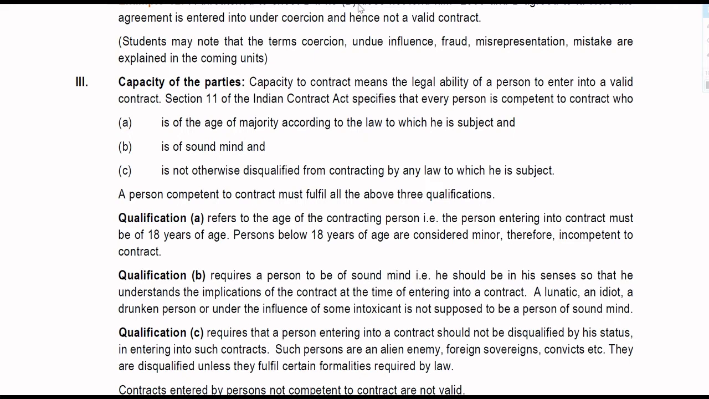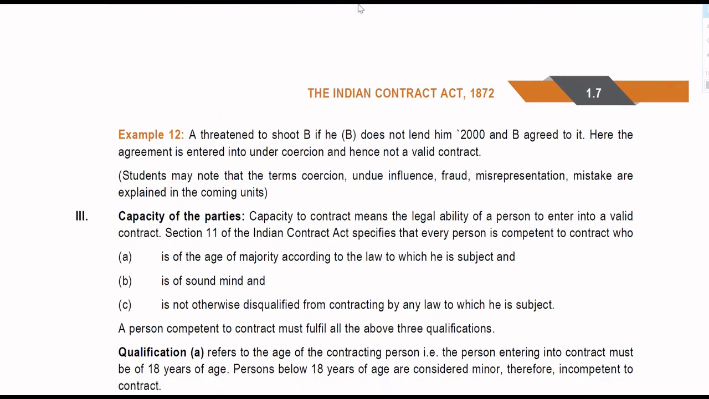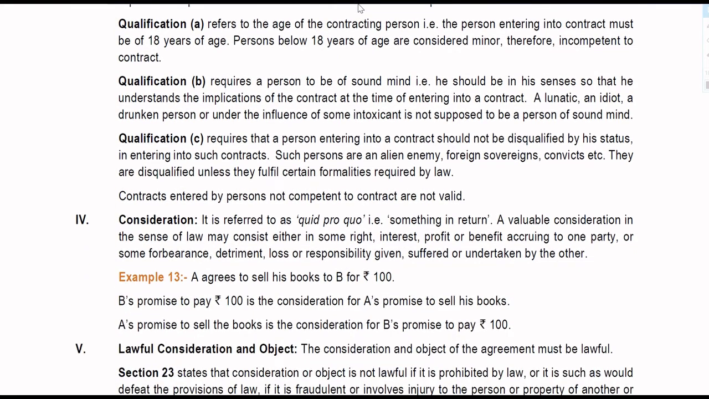Qualification C requires that a person entering into a contract should not be disqualified by status. Such persons are an alien enemy, foreign sovereign, convicts, etc. They are disqualified unless they fulfill certain formalities required by law. Contracts entered into by a person not competent to contract are not valid. So these are the persons who are qualified to enter into a contract. The fourth point is consideration.